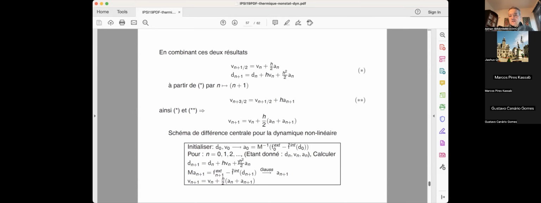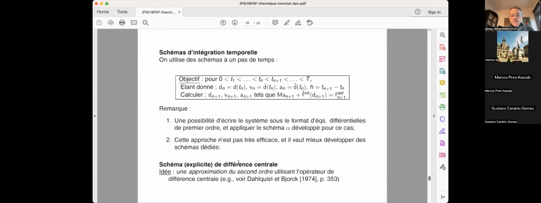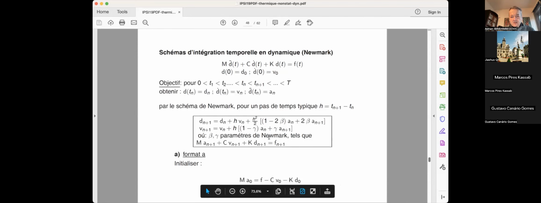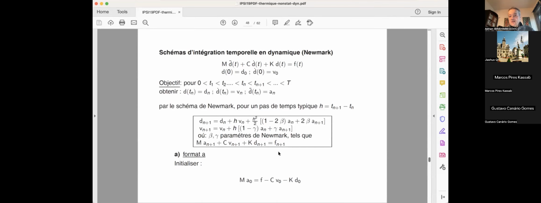But here, basically, you can show that this is gamma equal 1/2, but beta equal to 0. Because if you go back to the original type of approximation, taking beta equal to 0, this term will kick out. So you have dn+1 equal to dn plus h Vn plus h squared over 2 multiplied by An. That's precisely what we used. And then gamma equal to 1/2. That was the second equation, the last equation. So the central difference scheme is beta equals 0 and gamma equal 1/2, both of them. And then the trapezoidal rule is beta equal to 1/4 and gamma equal 1/2.